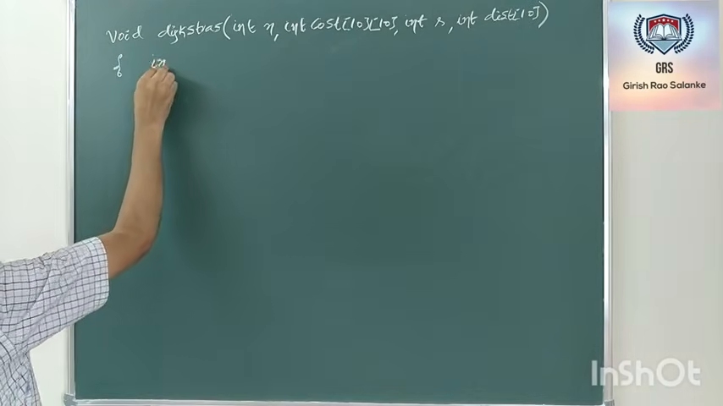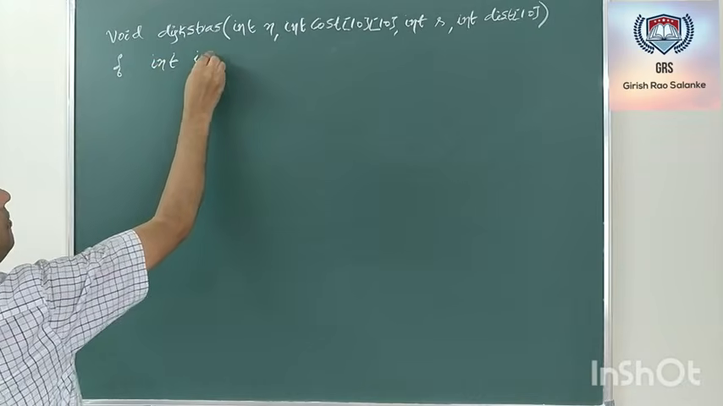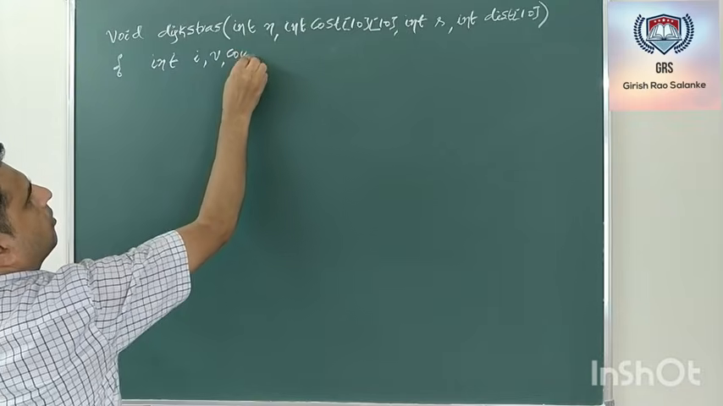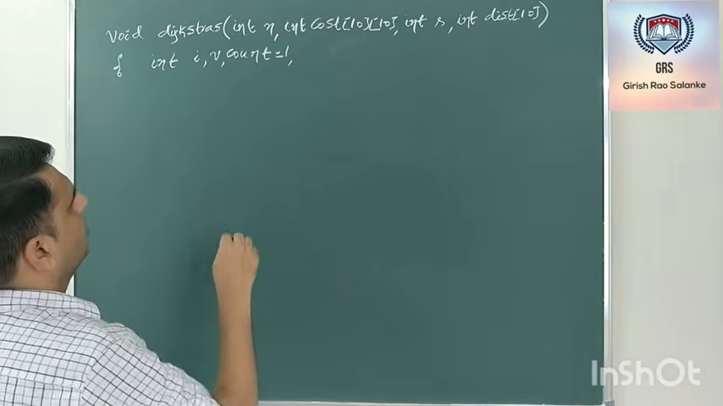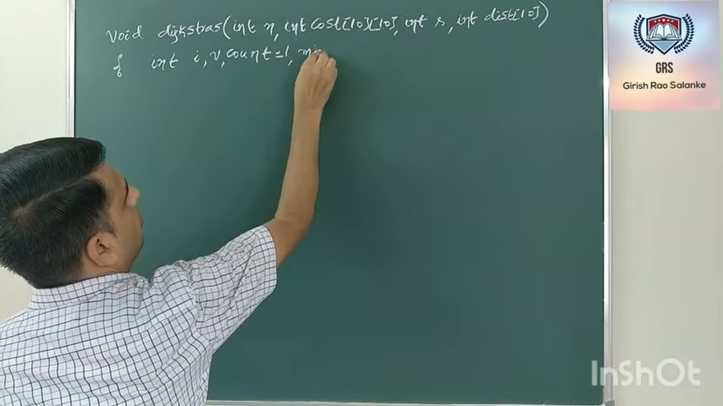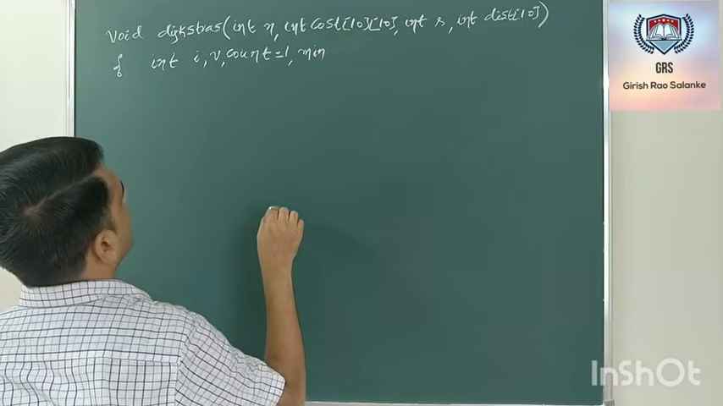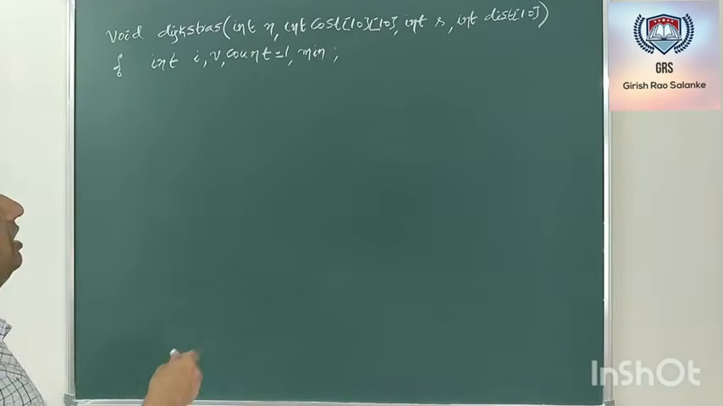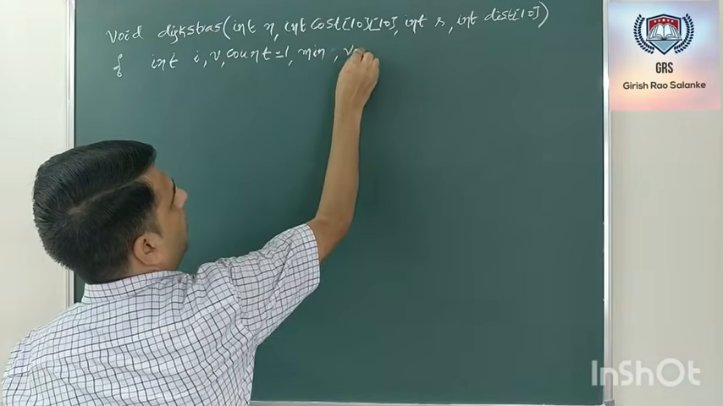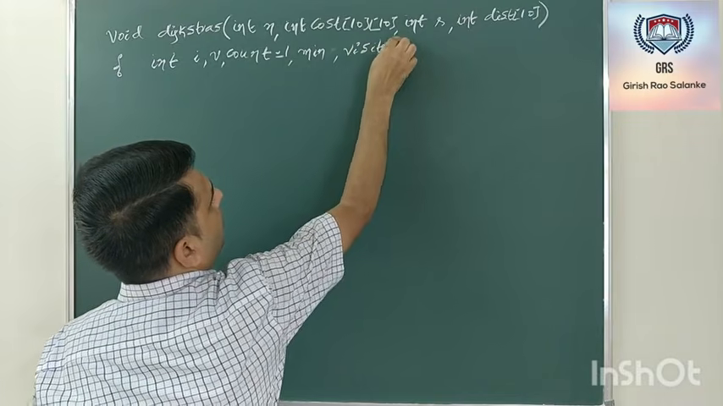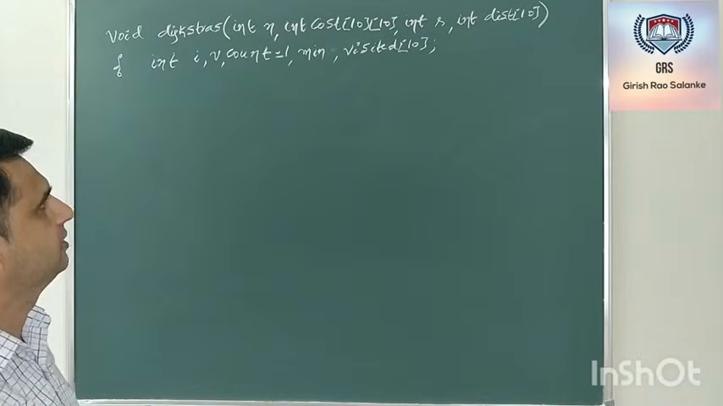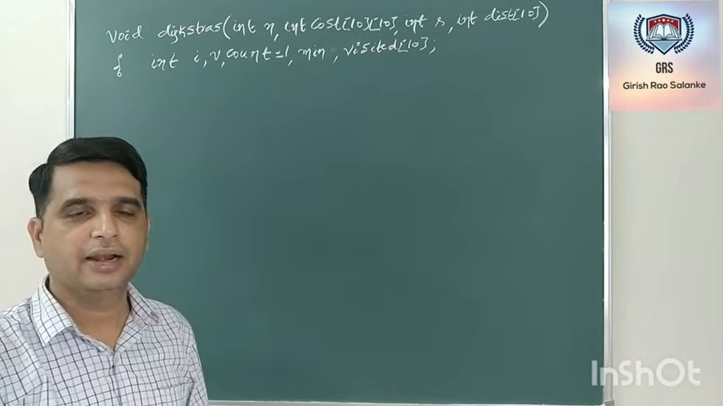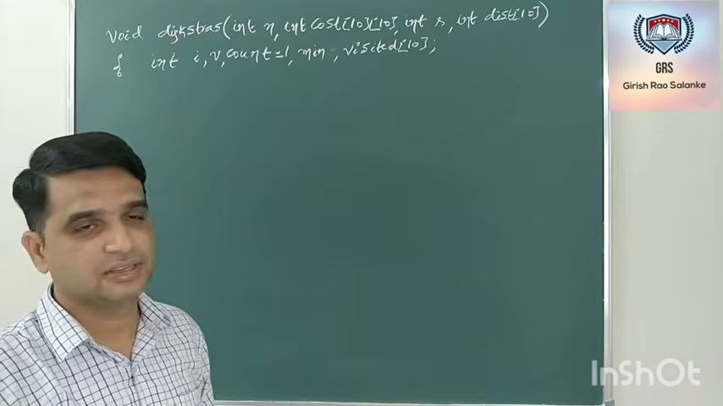I will have some variables I, V, count, will initialize count as 1, then min. Anything else, we'll see, if required we'll keep adding. We want one more array by name visited to mark whether all vertices have been calculated with the shortest distance or not.